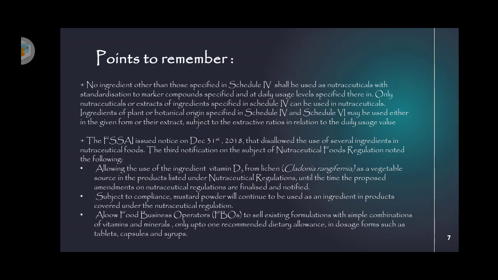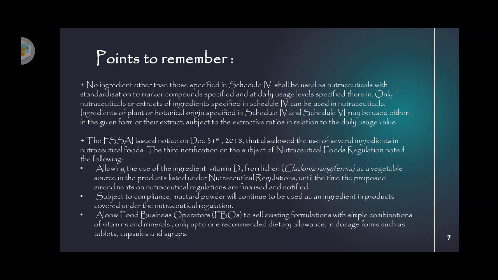The FSSAI issued a notice on December 31st, 2018 that disallowed the use of several ingredients in nutraceutical food. So, on the 31st of December 2018, FSSAI released a notice and it disallowed some ingredients. The third notification on the subject of nutraceutical food regulation noted the following. These ingredients are no longer in use, allowing the use of the ingredient vitamin D3 from lichen as a vegetable source in the product listed under nutraceutical regulation until the time the proposed amendments on nutraceutical regulations are finalized and notified.